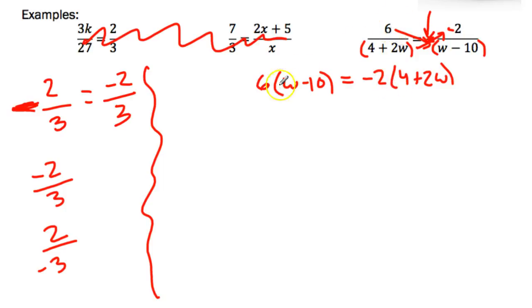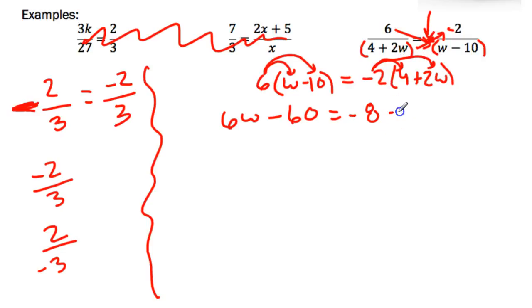Alright, these are the same thing. 6 right there, w minus 10, yep, negative 2, 4 plus 2w. Perfect. So now we have this, and we have to distribute to simplify this equation. I'll start with this one. 6 times w equals 6w. Then 6 times negative 10 equals negative 60. Negative 2 times 4 is negative 8, and negative 2 times 2w is negative 4w.